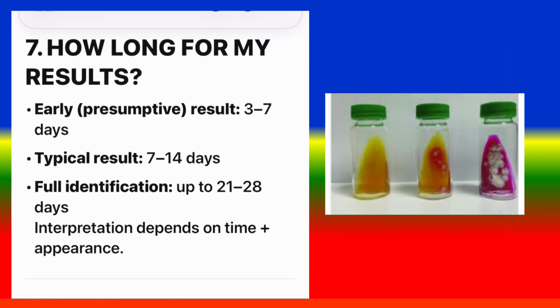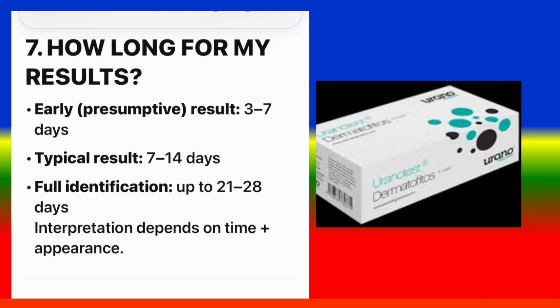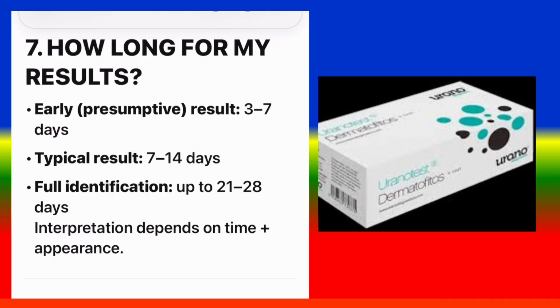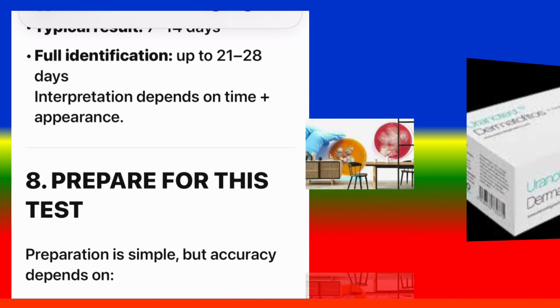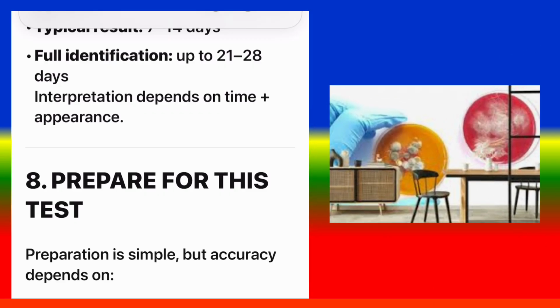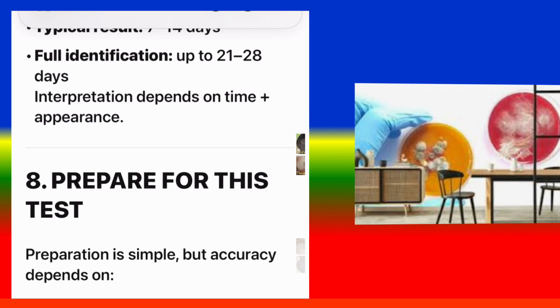Number 7. How long for my results? Early presumptive result: 3 to 7 days. Typical result: 7 to 14 days. Full identification: up to 21 to 28 days. Interpretation depends on time plus appearance.